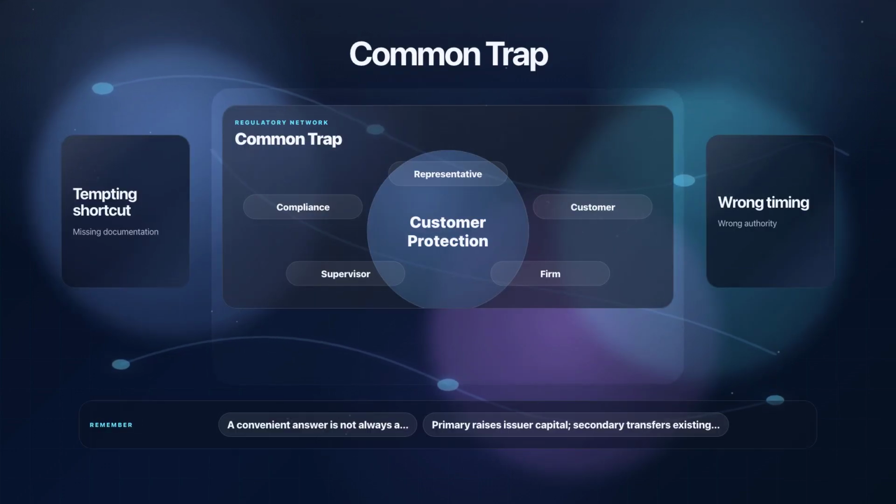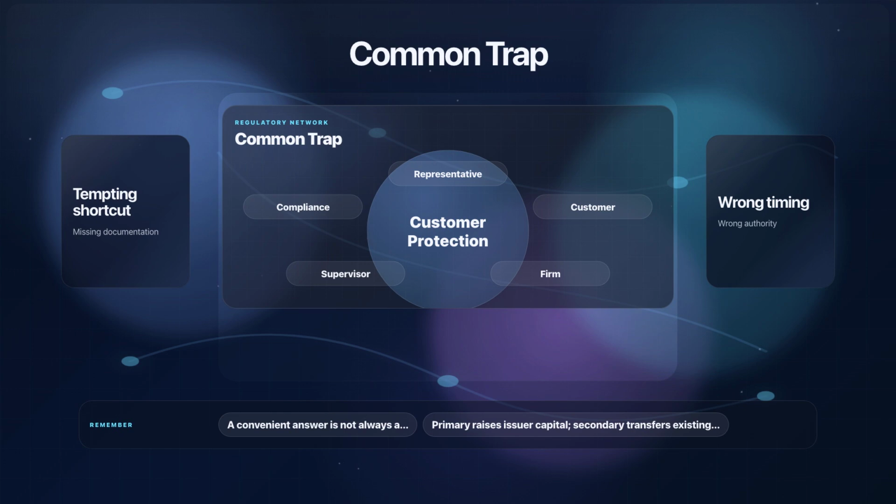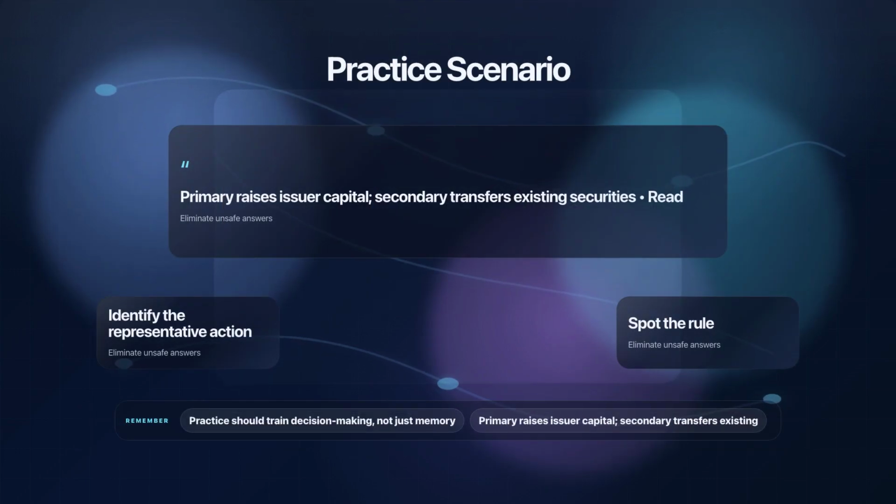Here is the common trap. Candidates often confuse a company raising money with investors trading among themselves. The SIE often gives answer choices that sound helpful, fast, or business-friendly. But securities rules prioritize authorization, disclosure, record-keeping, suitability, supervision, and market integrity. If an answer bypasses those safeguards, be suspicious.